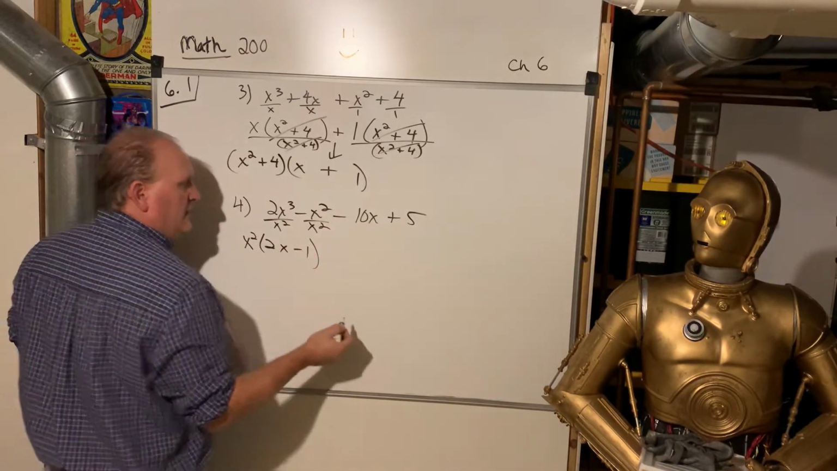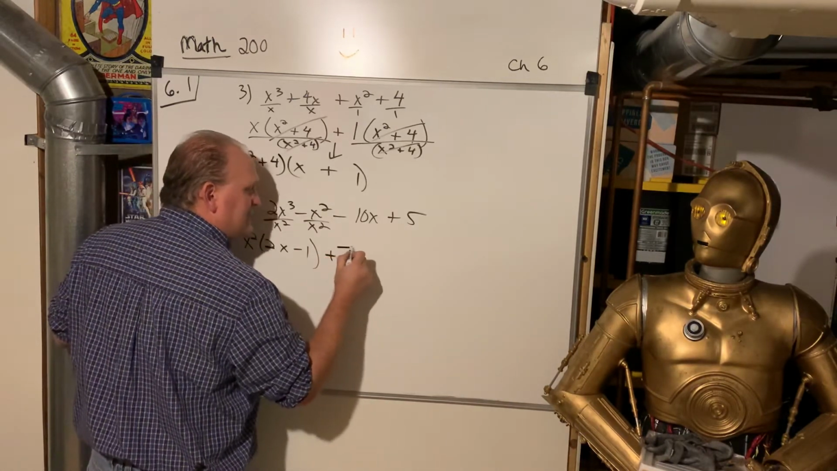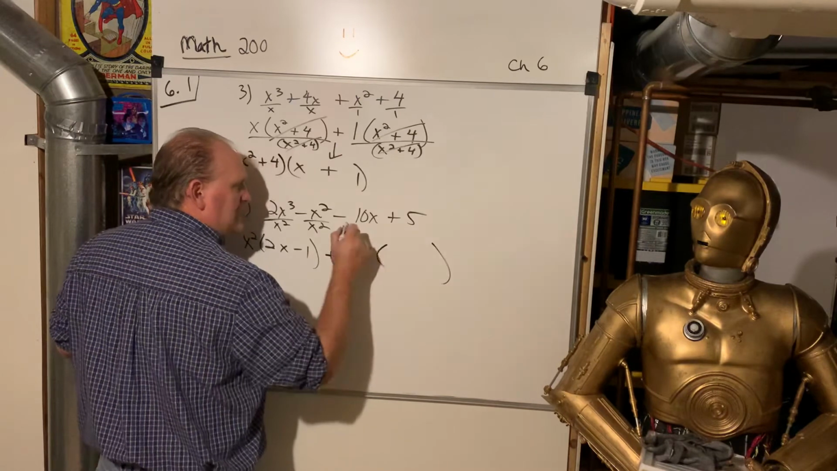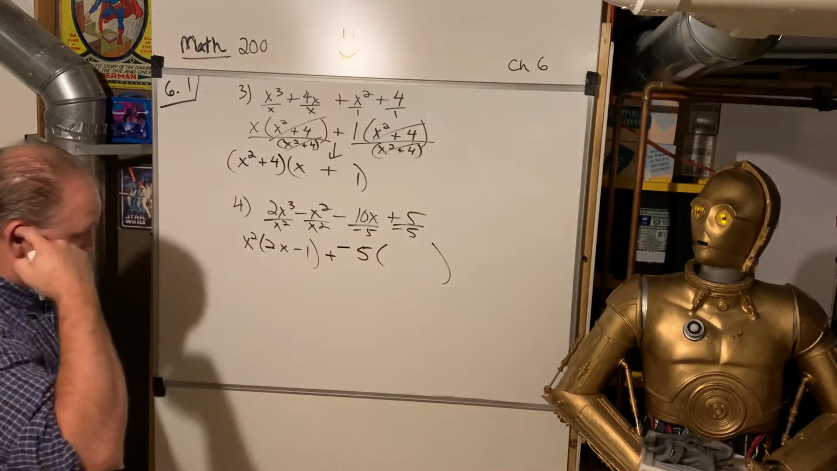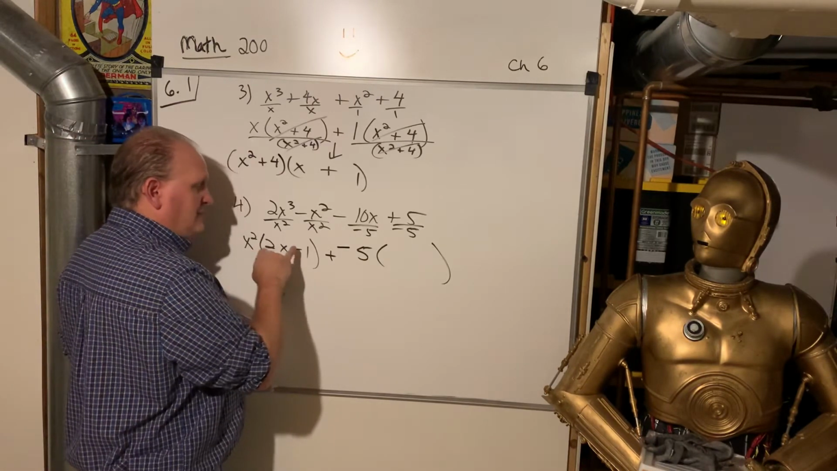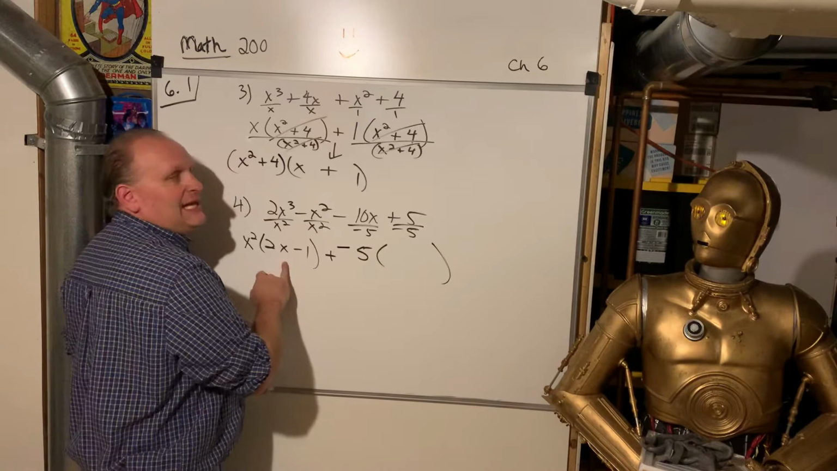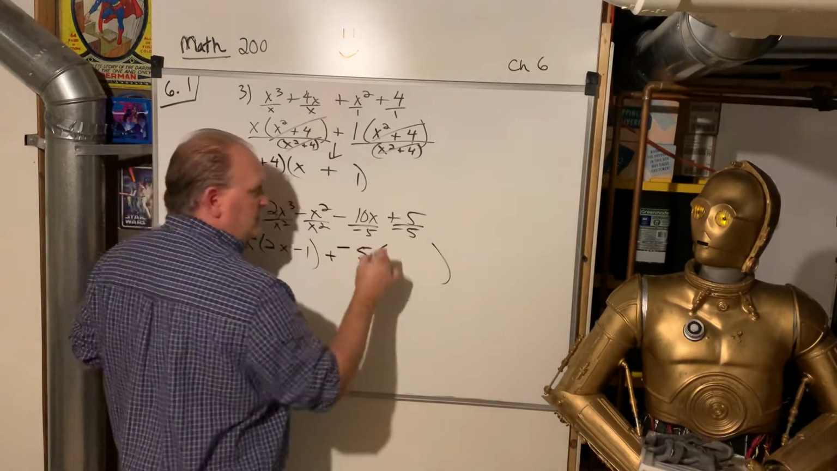2x minus 1. Out of the second two, I'm going to factor out a negative 5. Now, why a negative 5? Well, because if I grabbed a positive 5 out, I would end up with negative 2x plus 1, and then it wouldn't be the same as this. I always need these binomials to match when I'm factoring by grouping.